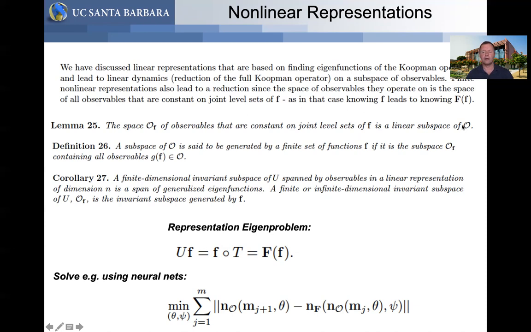If you take two observables in that space, then they add to another observable in that space, because that observable must be constant on the joint level sets of F, functions in F. So we're going to call a subspace of O to be generated by a finite set of functions if it is the subspace OF containing all observables G that are functions of F.